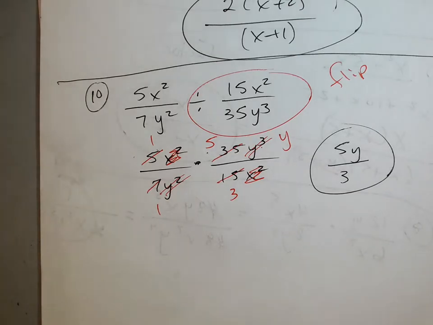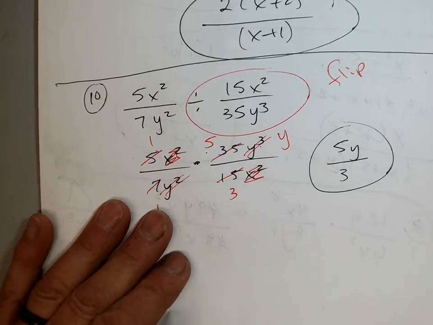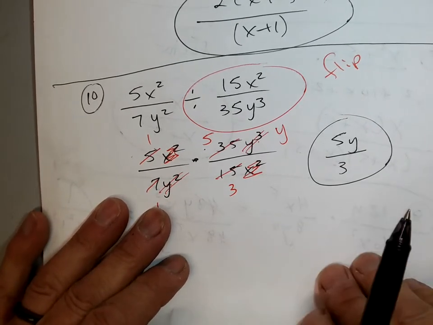How many kids like that cross simplification? Much easier, right? Cancel before you multiply, you guys agree? Make it smaller and then multiply across, okay? I like it that way too. Okay, 11, how am I doing? Okay. All right, how about number 11?